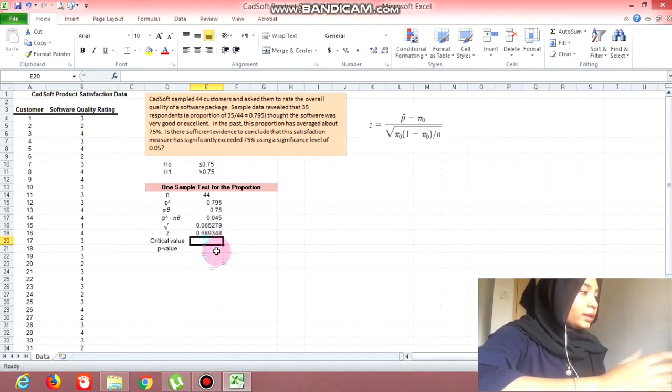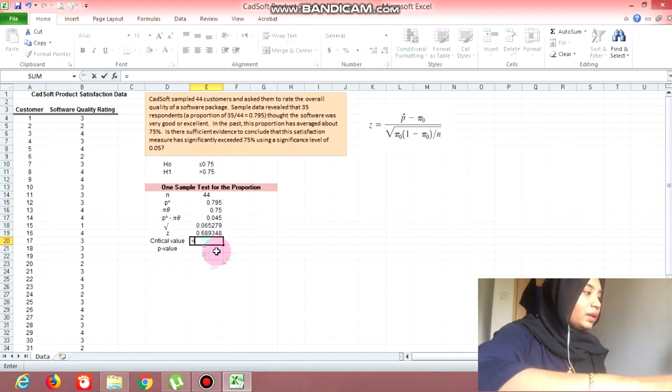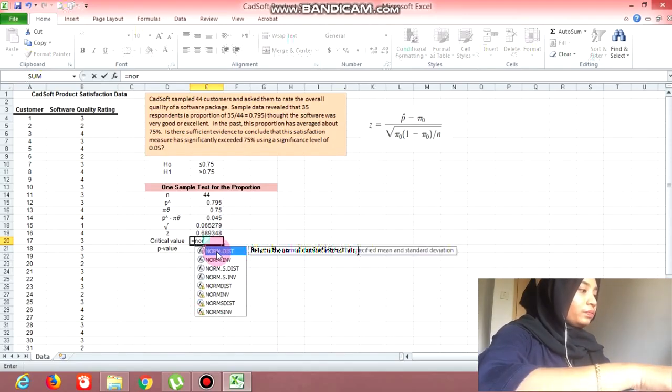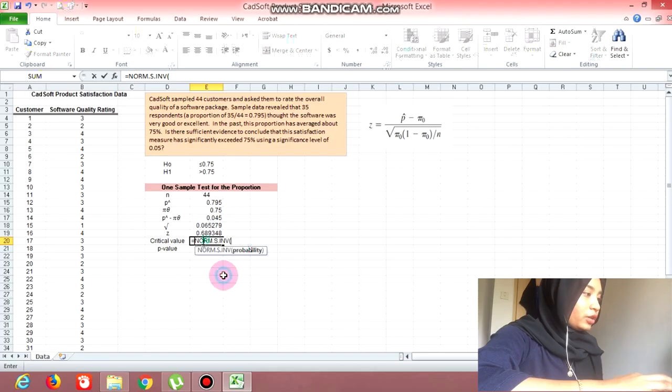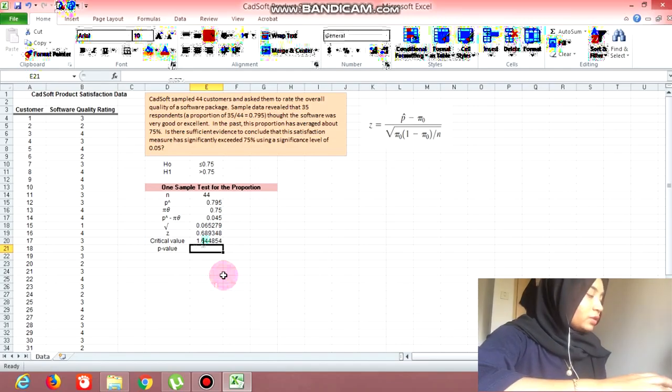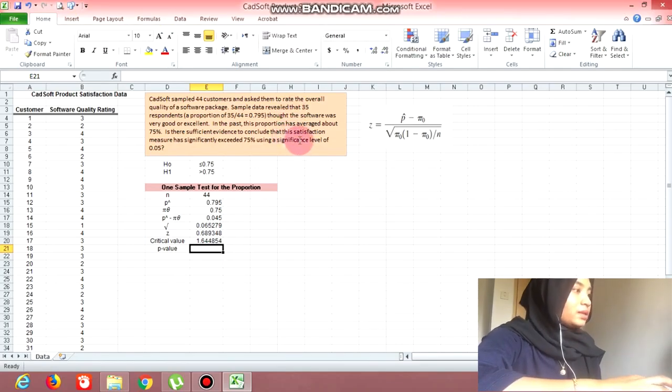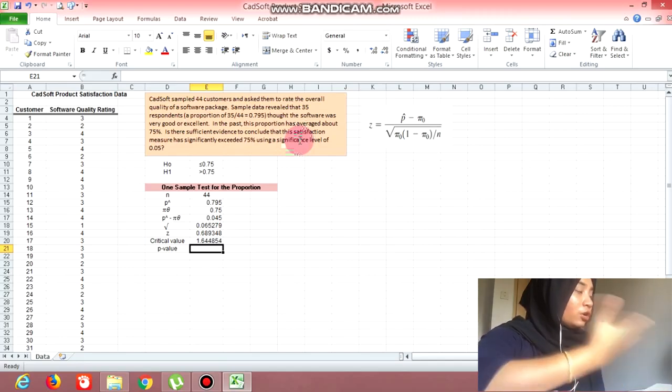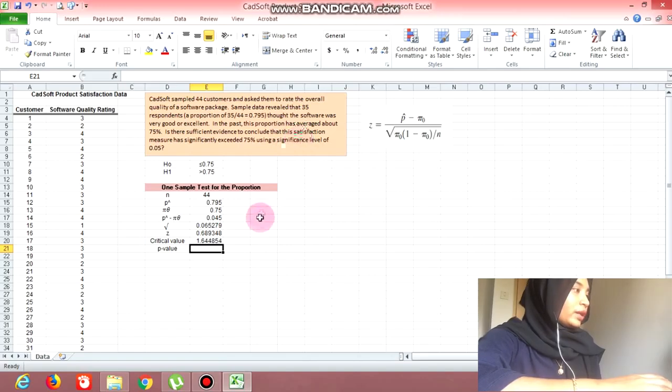0.69. So because this is an upper tail test, we reject the H0 if the value of the test statistic is larger than the critical value. So that is why we need to find the critical value. To find the critical value, we use the NORM.S.INV, the probability 0.95. So why are we using 0.95? It is because the significance level is 0.05, which gives you the confidence level of 0.95.